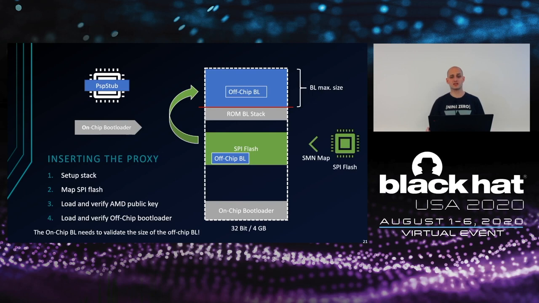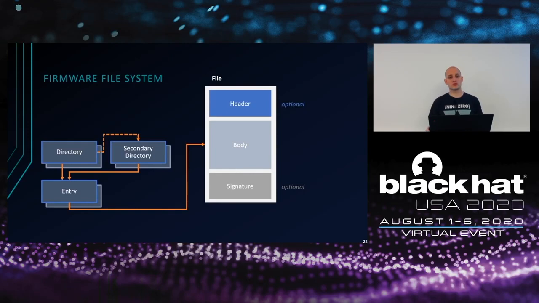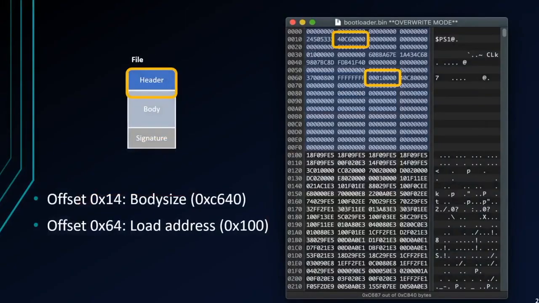Now, how do we get the size of the off-chip bootloader? If we look at the firmware file system, we see a structure like this. We have directories and we have entries in directories, and these entries point to files. The off-chip bootloader is one of those files, and each file has a header, a body, and a signature. If you look at the header content, we see that there are two different values of interest right now. First of all, at offset hex 14, we have the body size. This is the size of the off-chip bootloader in the SPI flash.